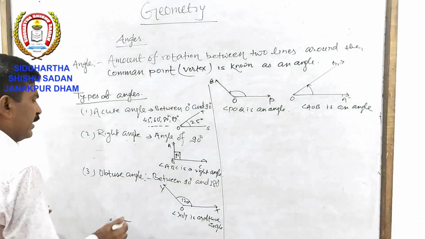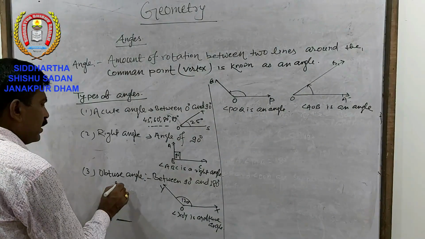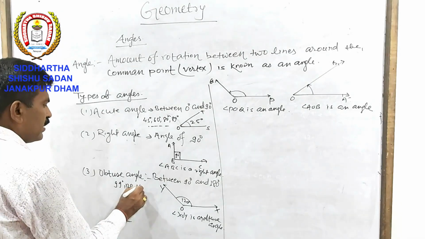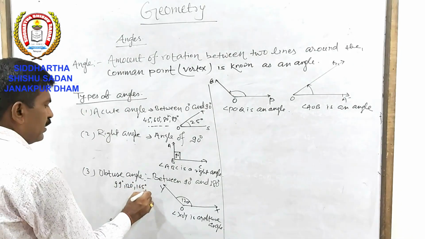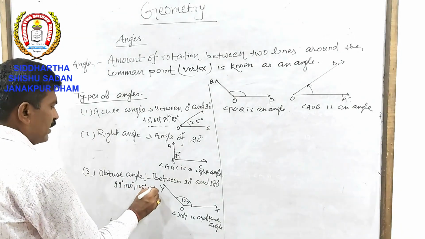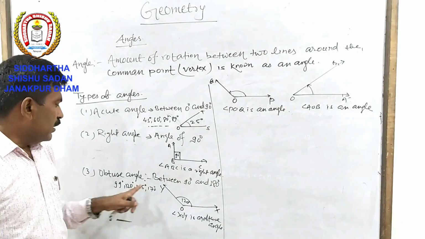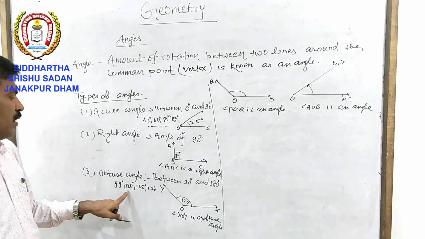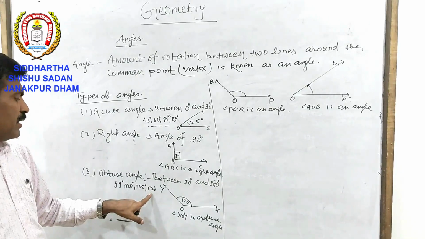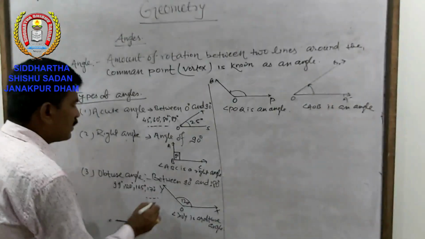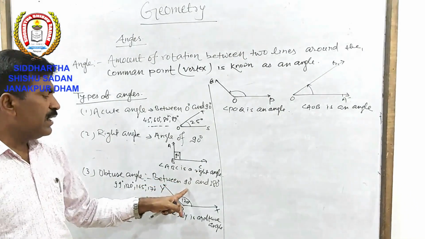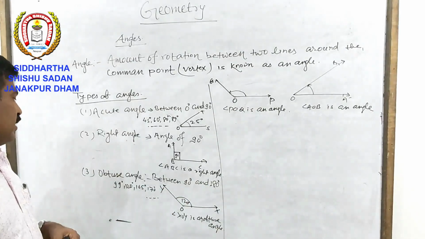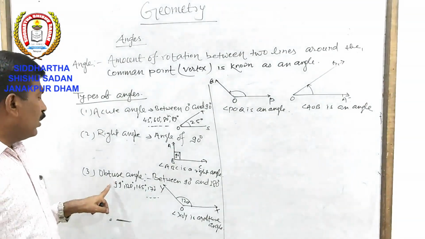So many examples you can take here. Suppose 99 degree, 120 degree, 165 degree, 170 degree. All these angles are greater than 90 degree and less than 180. Similarly, 120, 165, 170 and so many angles which lie between 90 degree and 180 degree. So this is the example of obtuse angle.